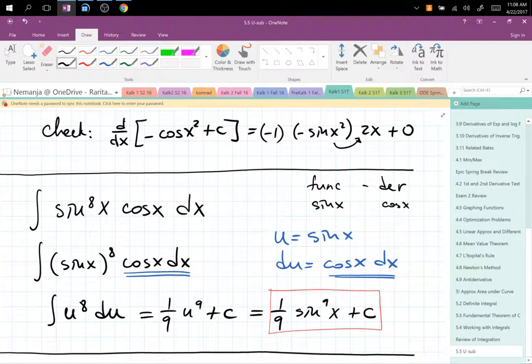For this particular problem, it doesn't matter which one you pick. If there are no exponents, if it's just sine x cosine x, it doesn't matter which one you pick, because the other one is present. But in our problem, sine to the 8, you must pick sine, because you have a single cosine for du. If you pick cosine, you will have one sine used up for du, and then you will still have 7 sines just hanging around.